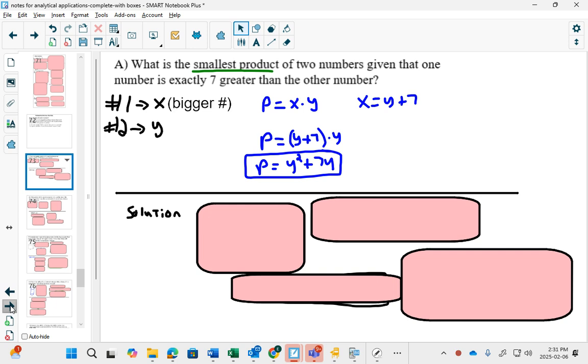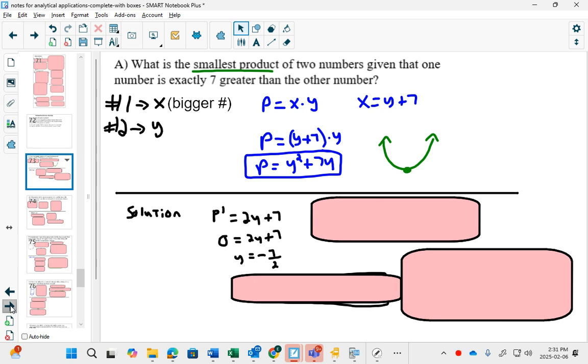It's a parabola: y squared plus 7y. If I find its vertex, I'm going to find its minimum. Does it make sense that in this situation, that's the point I'm looking for? When does that happen? Well, I could complete the square like I did in grade 11, but now that I have calculus, and calculus is so much nicer, I just take my derivative. I set it equal to 0. y equals negative 7 over 2.